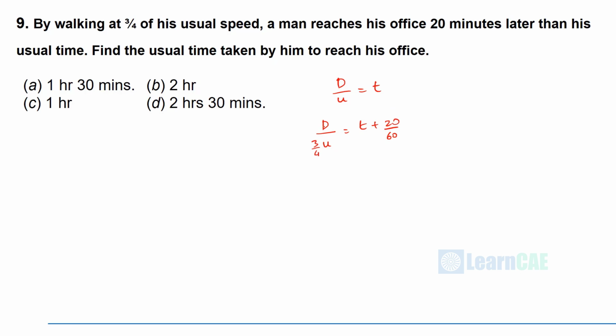Now in place of D by U, you can substitute T here. So this 4 will go to the numerator. 4 by 3 into D by U, that is T, is equal to T plus 1 by 3. So 4 by 3T minus T will be equal to 1 by 3T, which is equal to 1 by 3. Therefore T is equal to 1. So the time taken is 1 hour. Answer is C. If we clearly write the equations in terms of distance, speed and time, we can easily solve the problem.